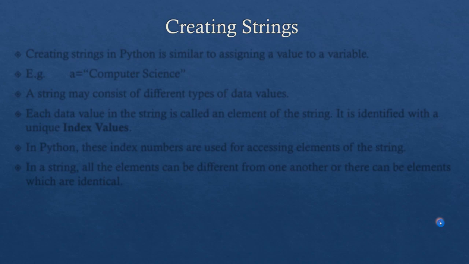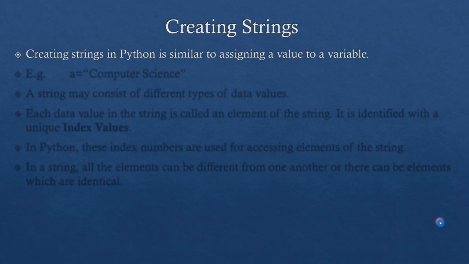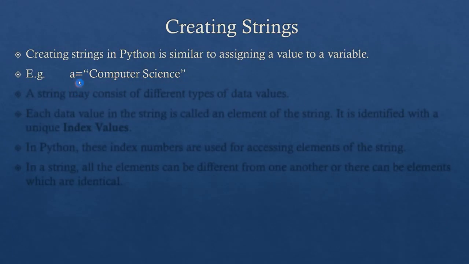Next, we are going to see how to create strings in Python. Creating strings in Python is nothing but just assigning a value to a variable. We did this already: variable is equal to a value within single or double quotation. If you enter any value, that string will be assigned to that particular variable. That's what we have done here: A is equal to, within double quotation, we have given computer science. So this string will be assigned to this particular variable A.